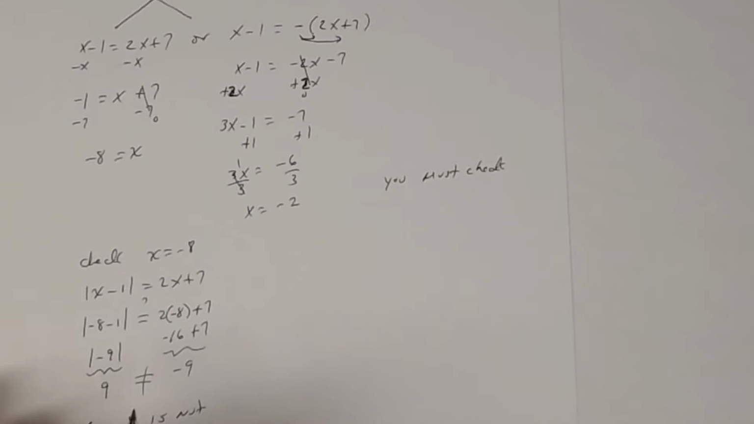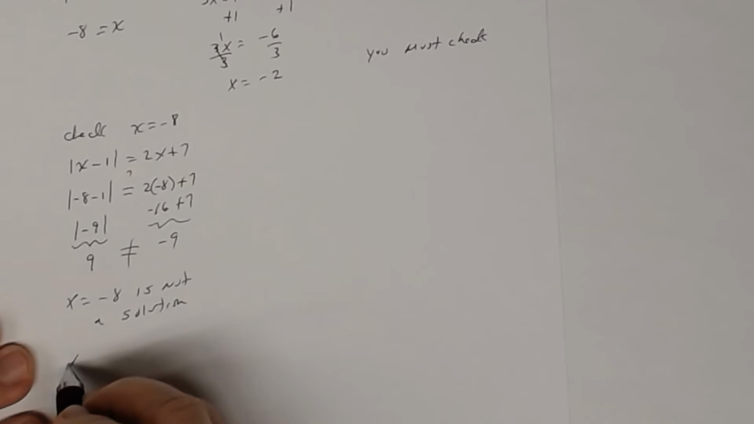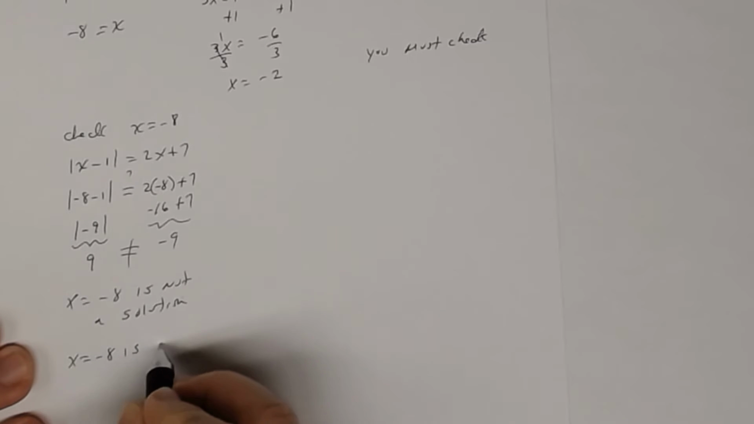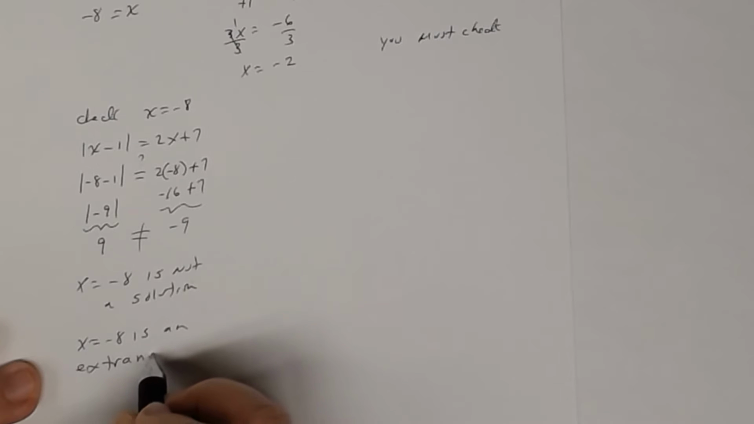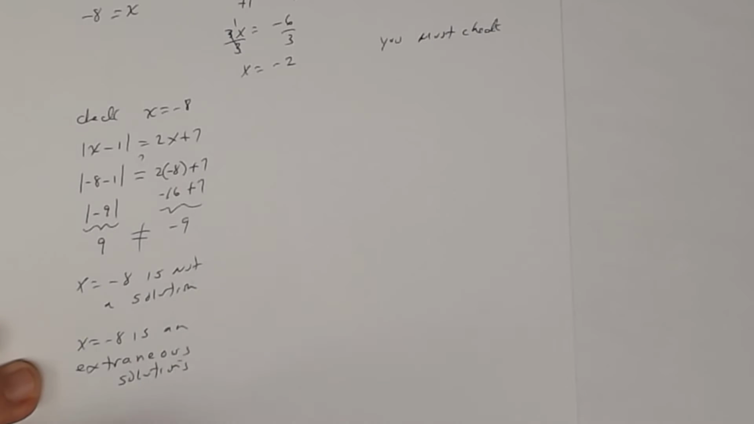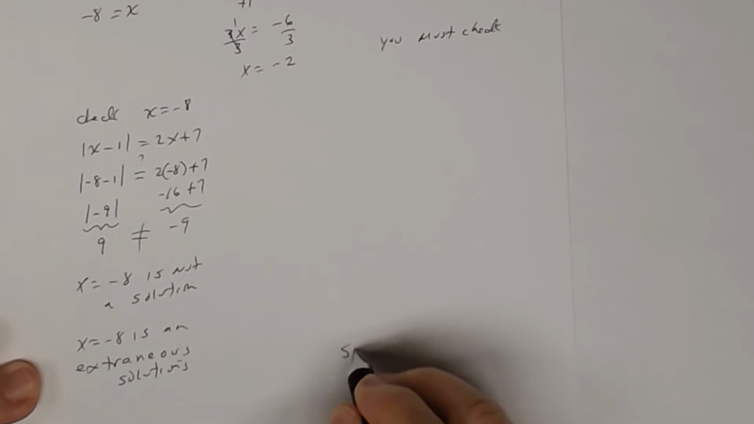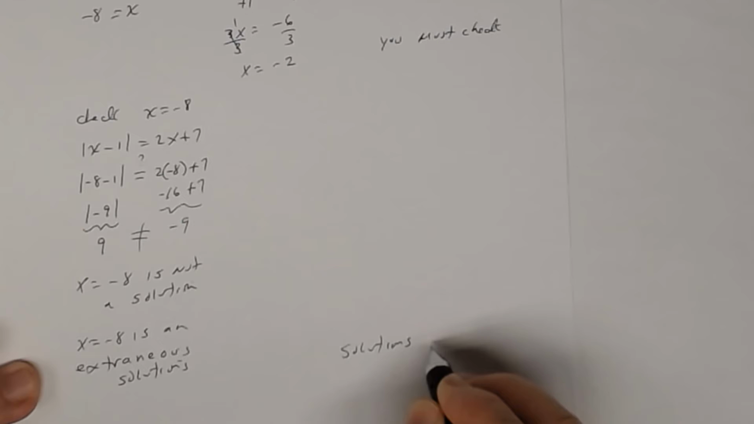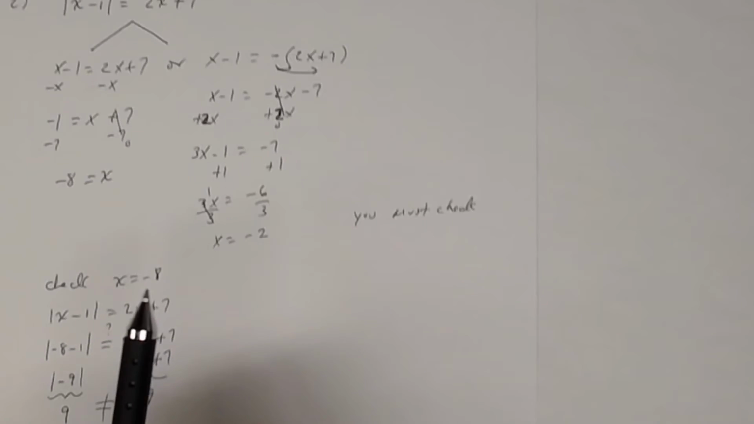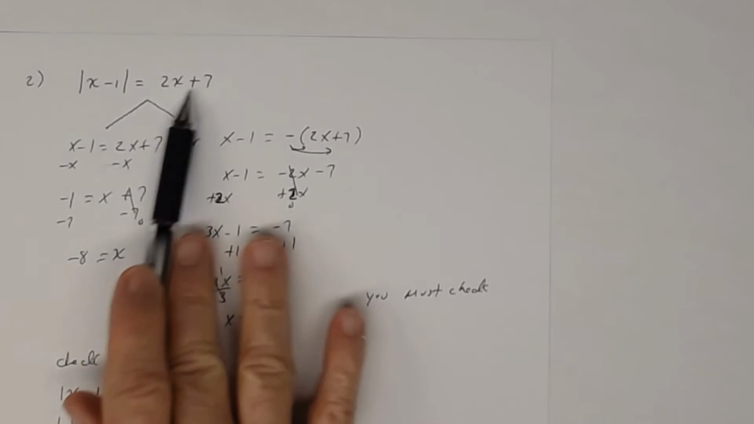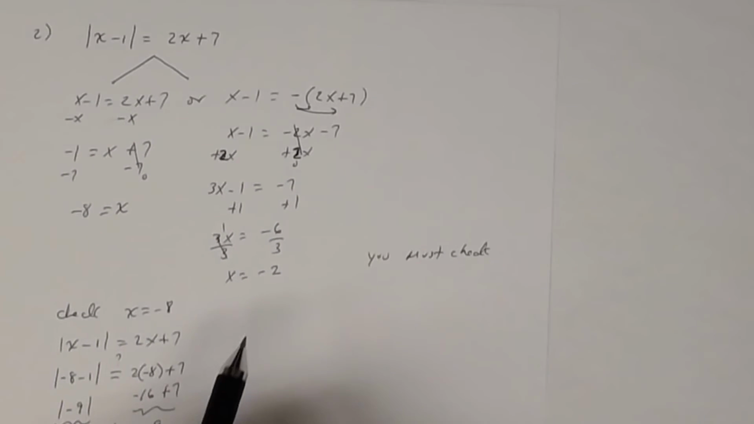Okay, so we say that x equal negative 8 is an extraneous solution. So it's kind of like a false solution. Okay, so when you're asked to list the solutions, don't put x equal negative 8, because you're asked to find the solution to this original equation. All right, so let's go ahead and check the next one.